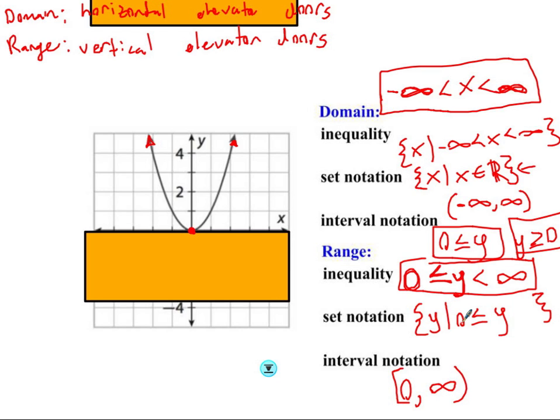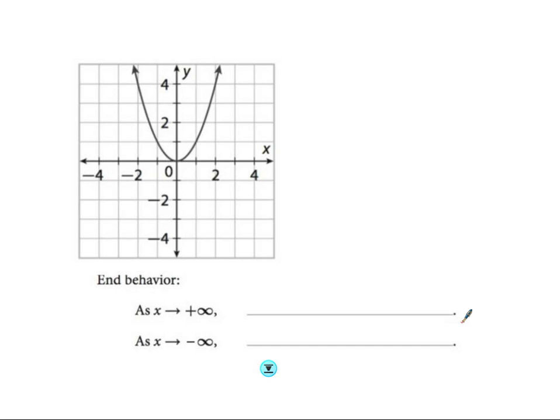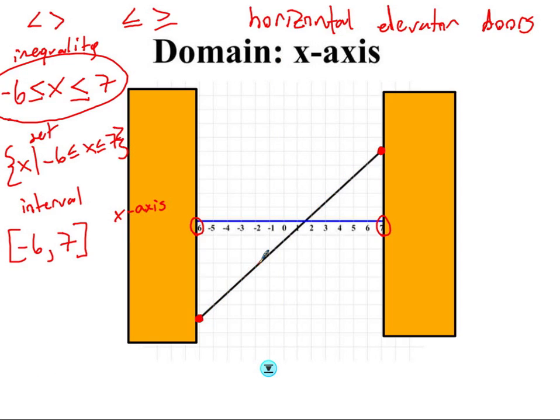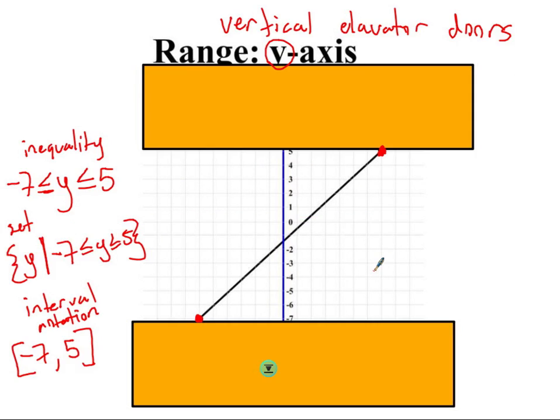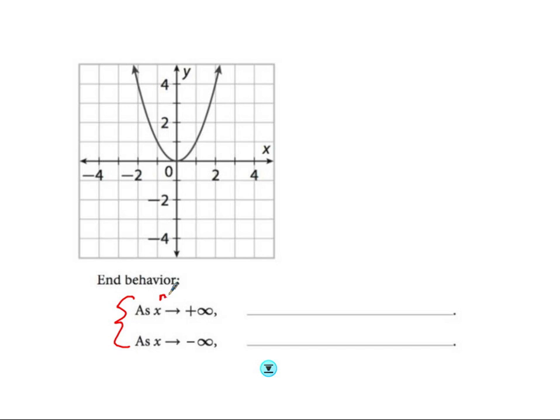Alright, so that is it for domain and range. We found the domain and range in inequality form, set notation, and interval notation. And finally, end behavior. So these should look familiar. Remember, I really simplified these. This notation here means that you're going to the right. This notation here means that you're going to the left. So let's go ahead and write those right there. So x goes to positive infinity means that you're going to the right. x goes to negative infinity means that you're going to the left.